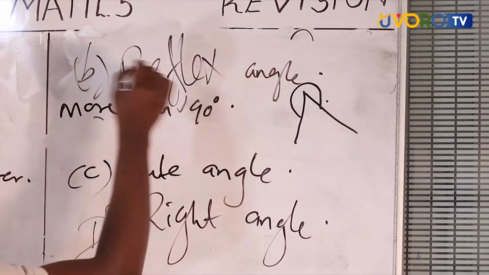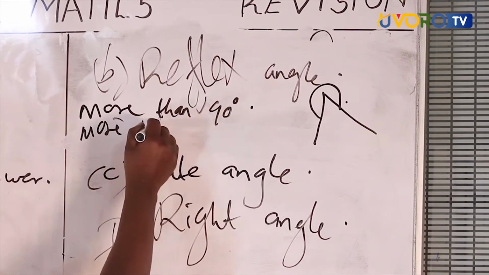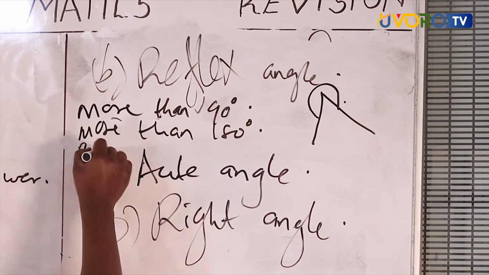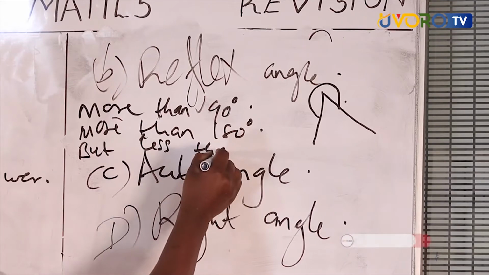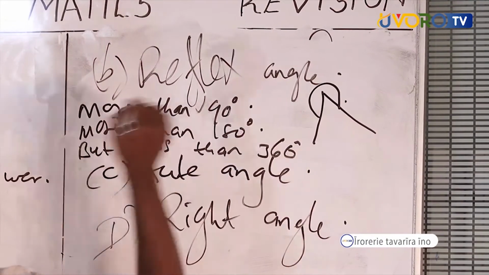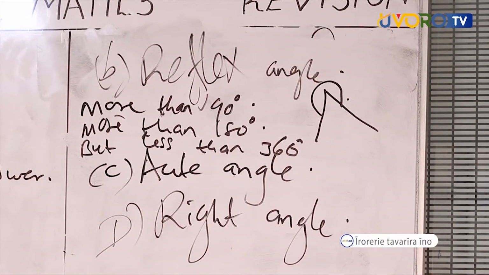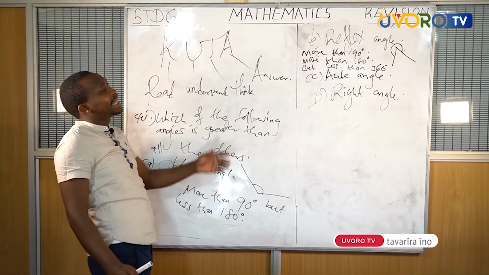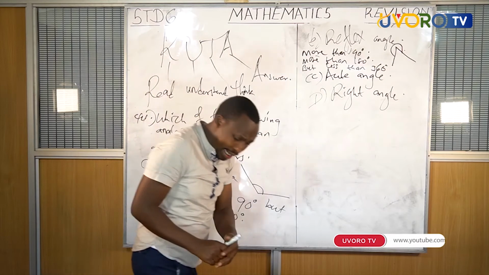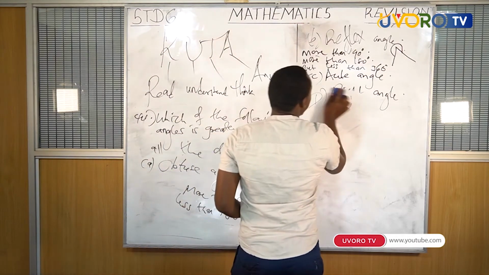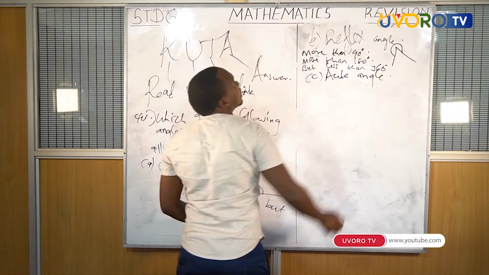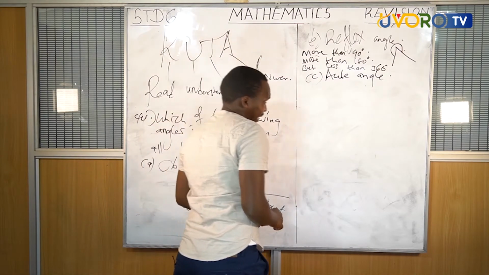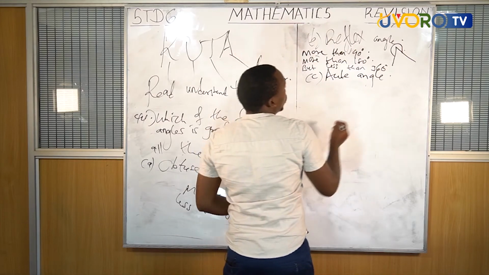90 degrees. It is again more than 180 degrees, but it is less than 360 degrees. It is more than 90 degrees. It is again more than 180, and again it is less than 360 degrees.